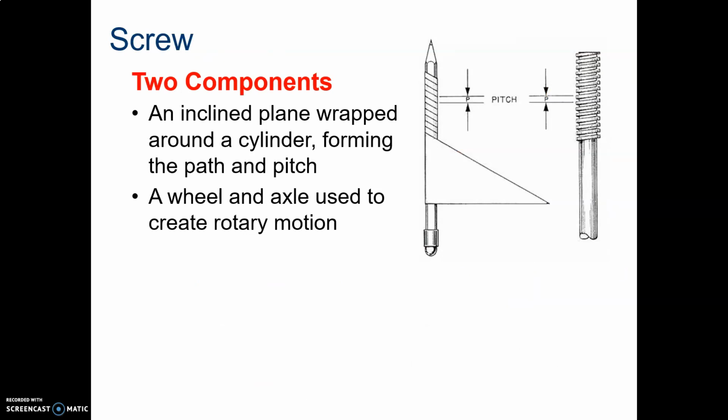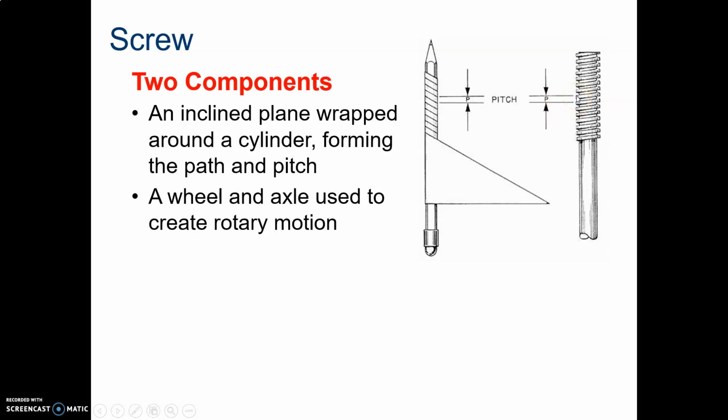The screw is the one that I kind of call a pseudo simple machine, because it really is the combination of two different simple machines. So it really is just an inclined plane that's been wrapped around like an axle. So you can see the picture where it's wrapping that inclined plane around the pencil and then creating what would be the threads. So the wheel and axle is used to create that rotary motion. So we're going to turn that screw to drive it down into the wood. So the thing that we need to know about this is this idea of pitch, and that is the distance between two threads.